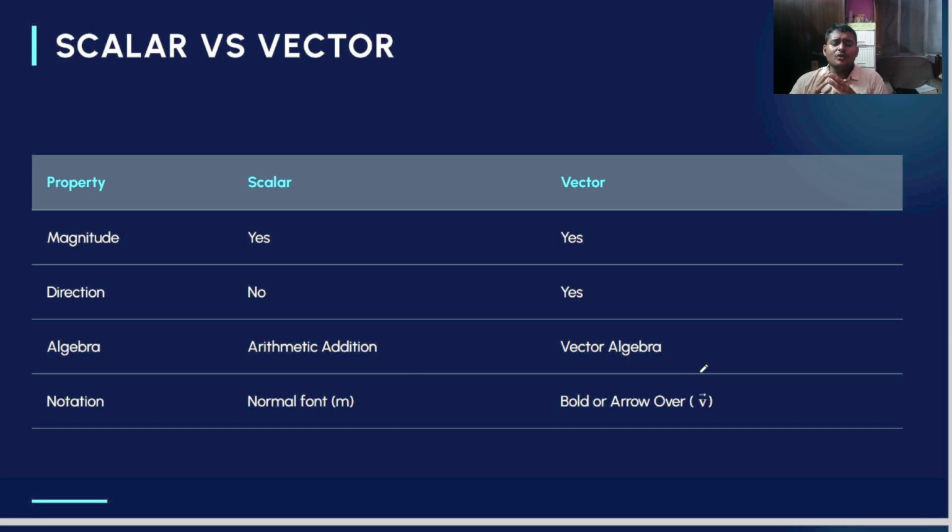Now, coming to the comparison of scalar and vector. Comparing them on the basis of magnitude, scalar has magnitude and vector too has a magnitude. Scalar has no direction, but vector has a direction. A scalar follows the algebraic arithmetic addition, but vector follows vector algebra. And now the notation. Scalar has notation in the normal font, whereas the vector has the notation in bold or with an arrow over it.